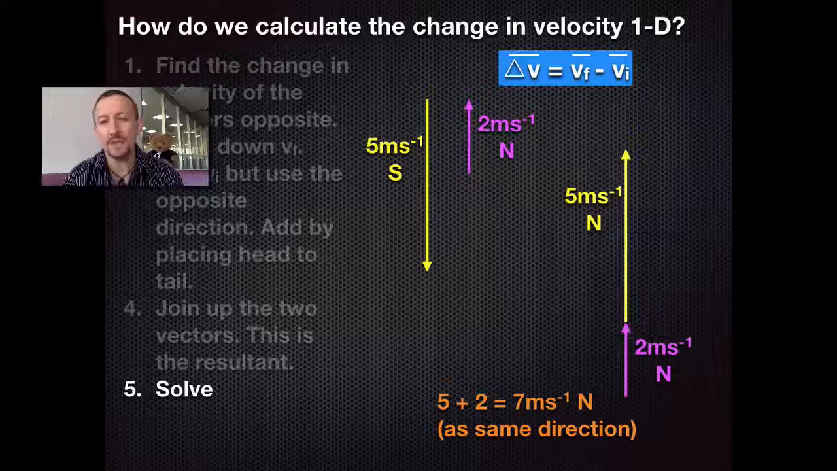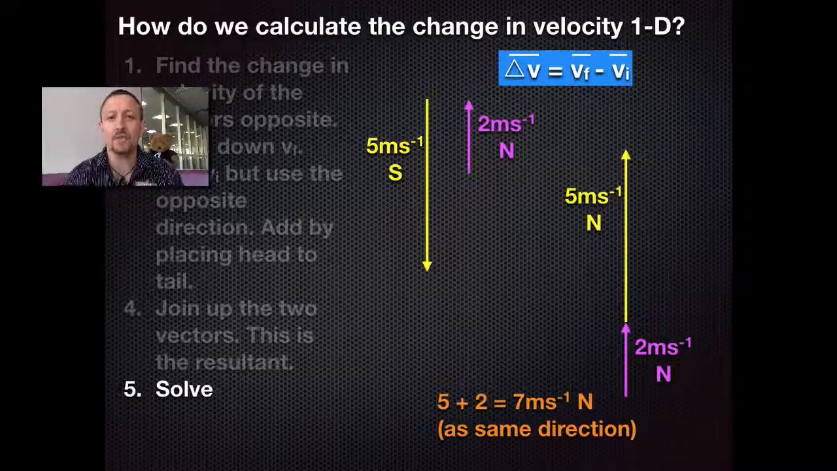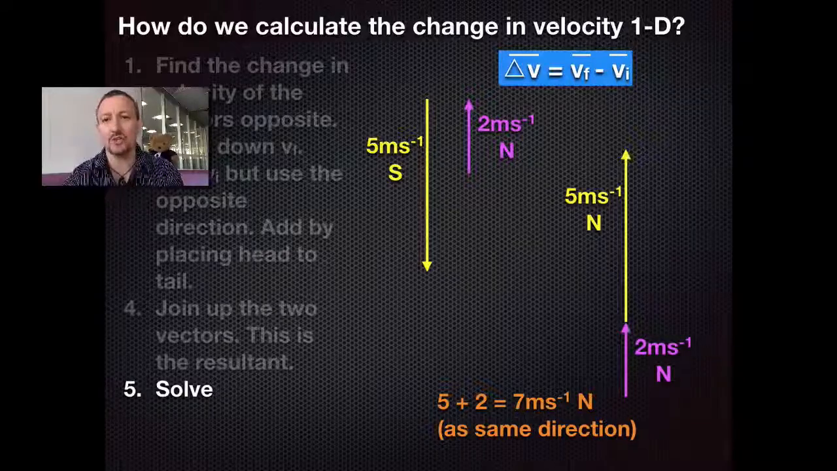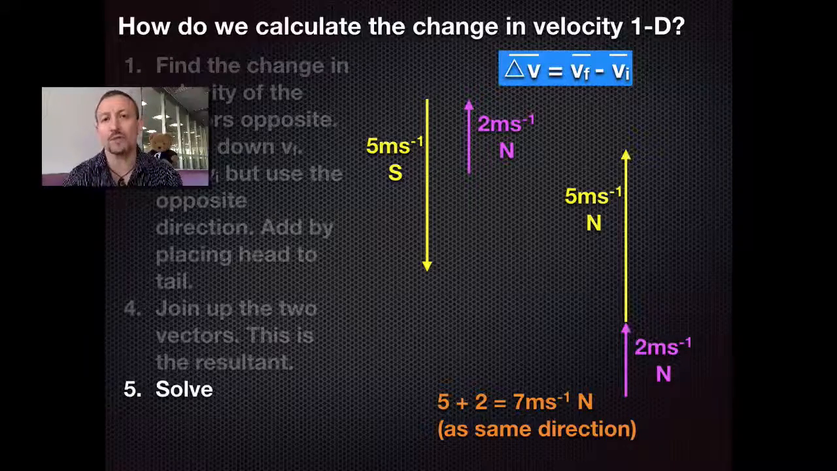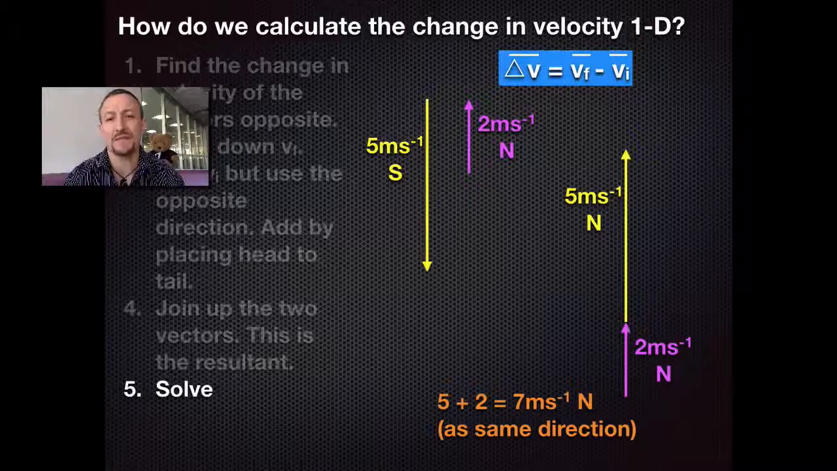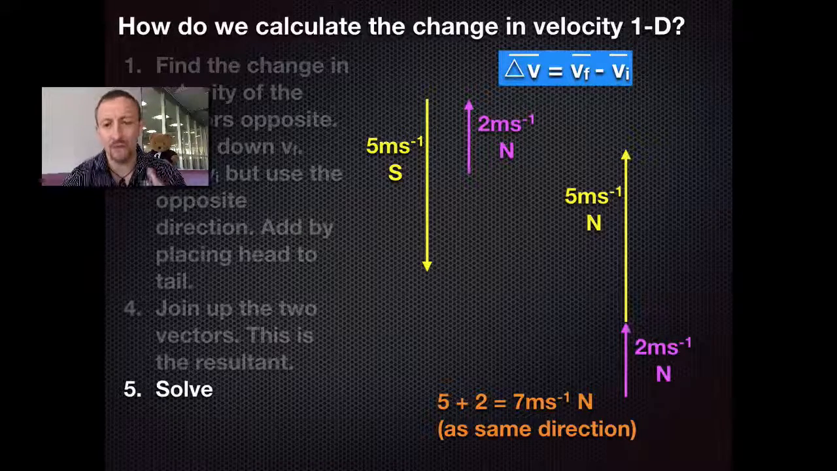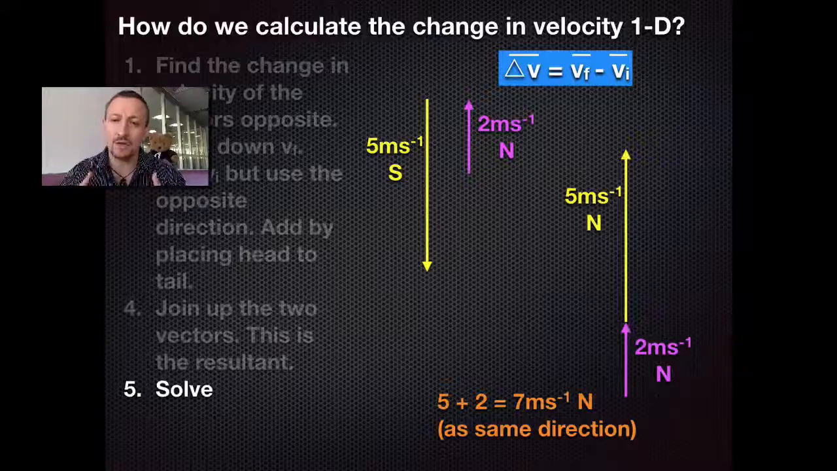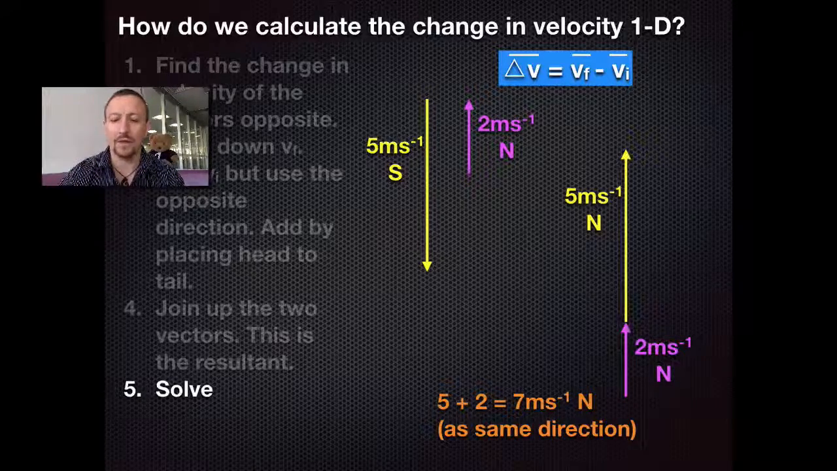So the key thing to understand about change in velocity is it's the vector which causes the change of one vector into another. So I hope that makes sense. So you follow the rules accordingly. If you follow this 5-step sequence, you won't go wrong. Just making sure that when you get to your initial velocity, you change the direction and then solve the equation accordingly in 1D.